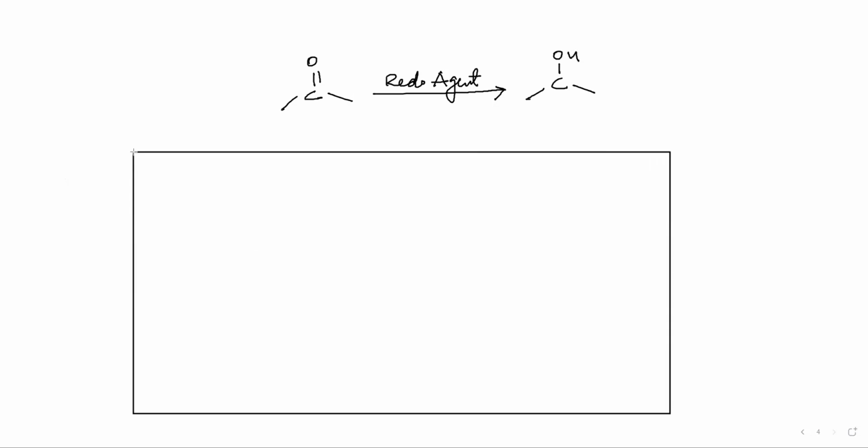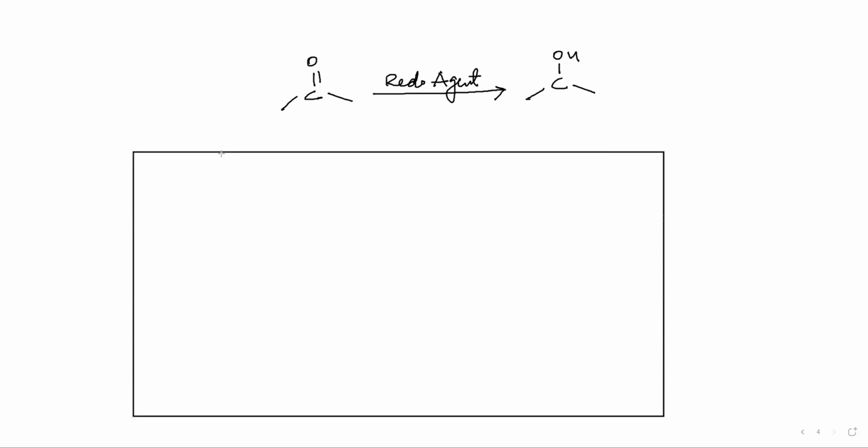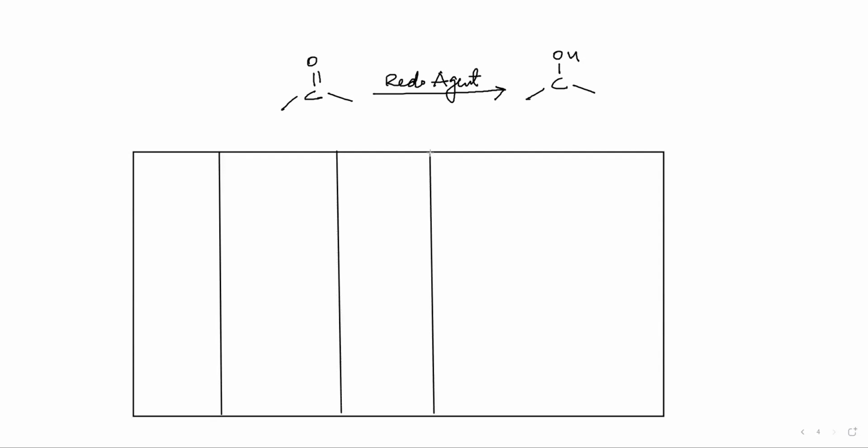If you have any C double bond O and there is a reducing agent, you will get RCH2OH. Now this CO will become OH. You have different kinds of reagents and different kinds of substrates also. The number of reagents that we have just learned is 3, so we will focus on that only. Now let me arrange this in a good way.